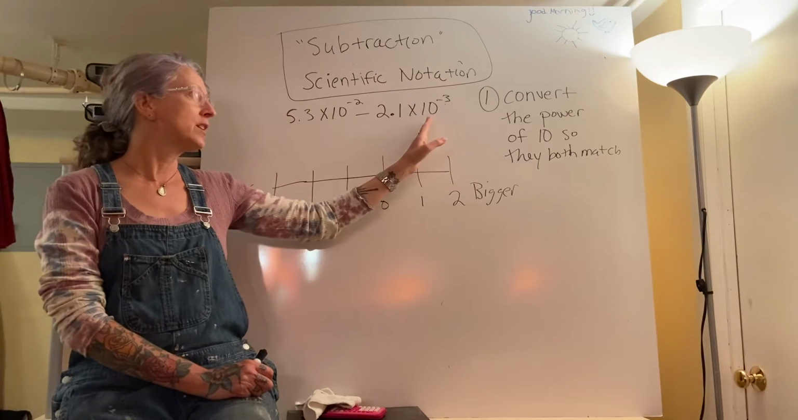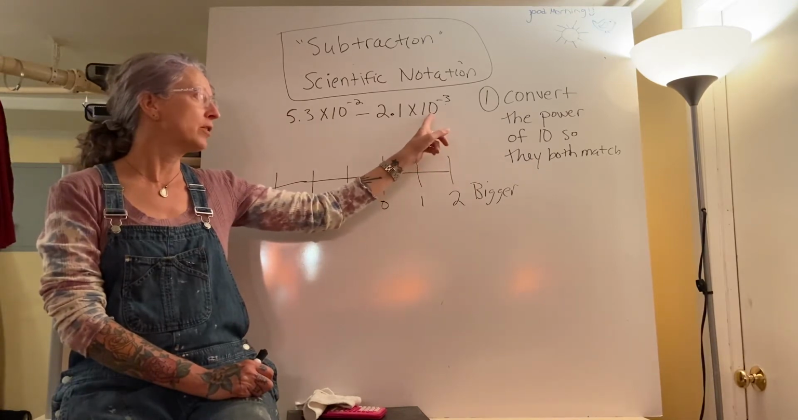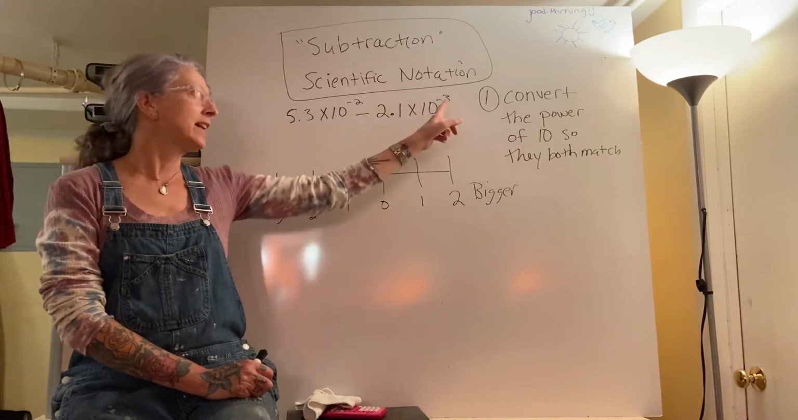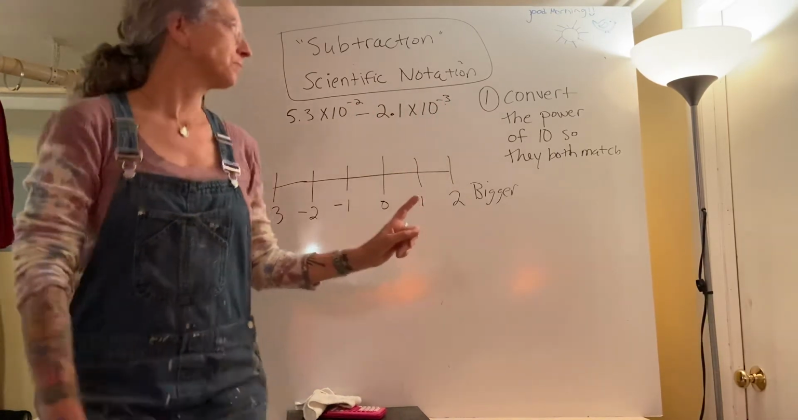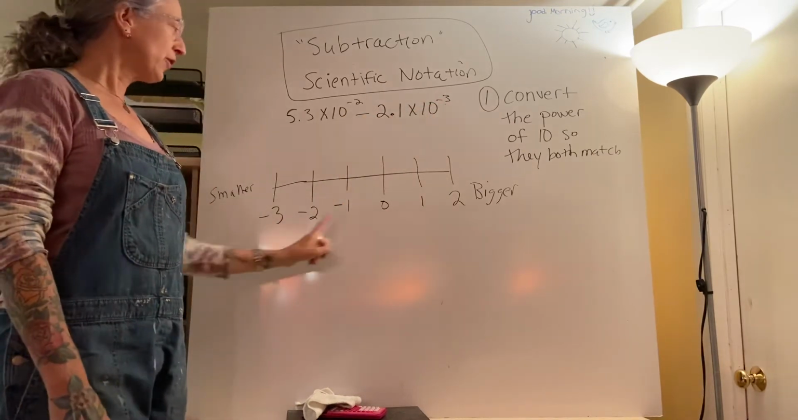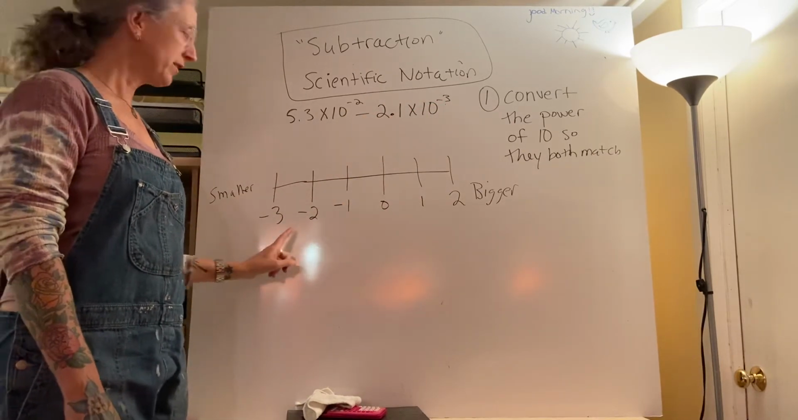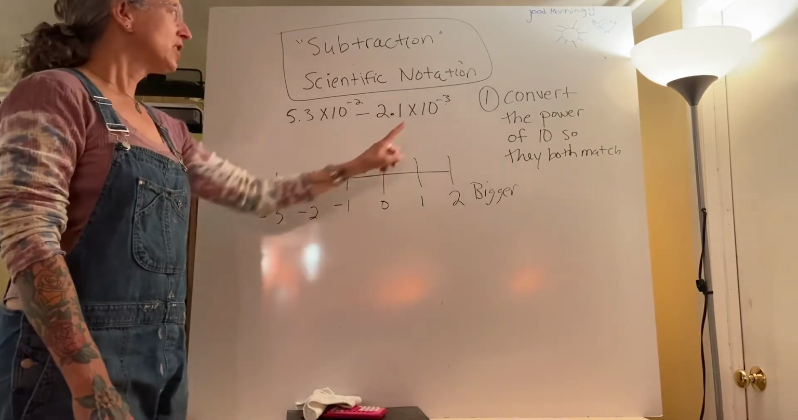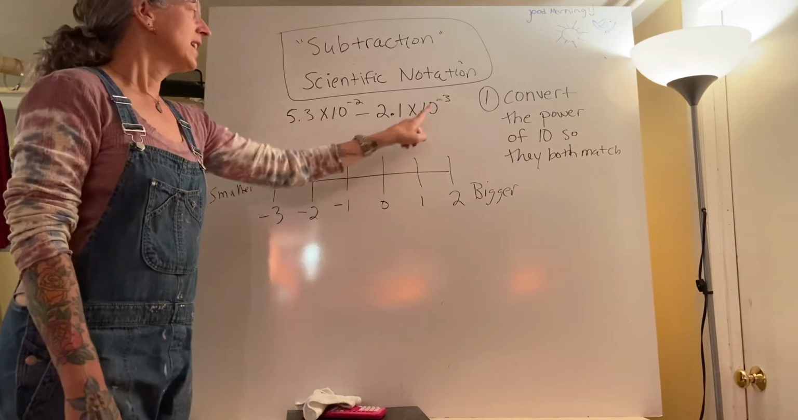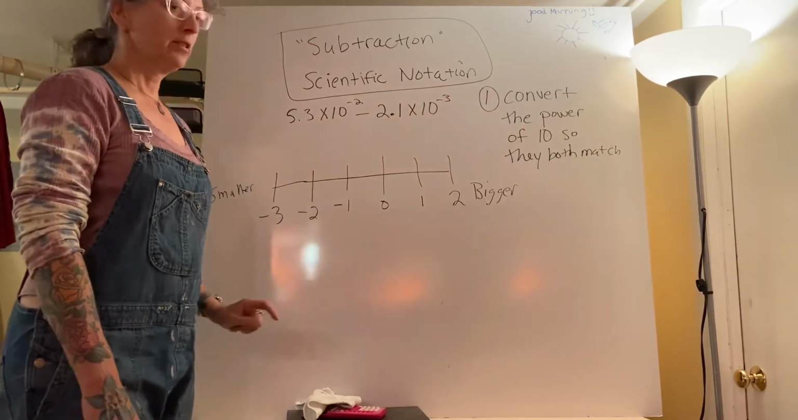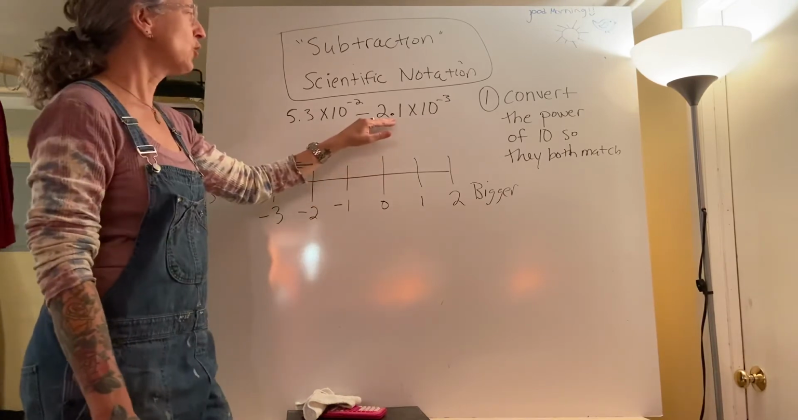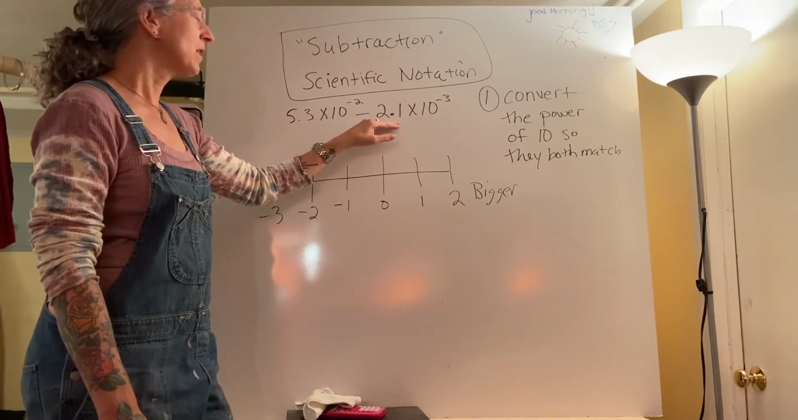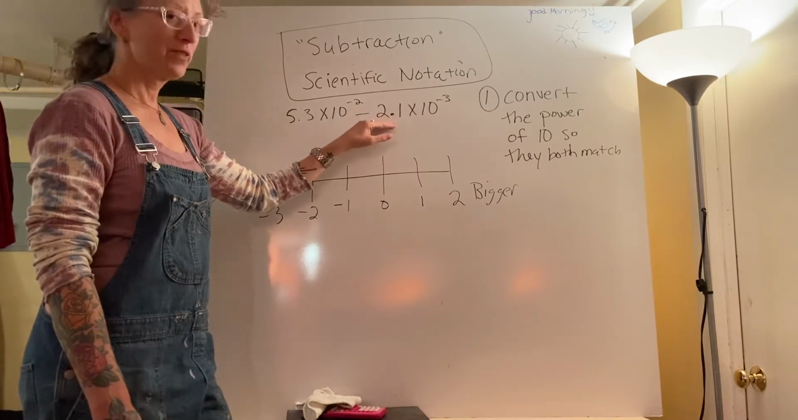So what we want to do is convert the smaller number's power of 10 to the bigger power of 10. And right now, if you remember on your number line, -3 is further from 0, so it's smaller than -2. -2 is closer to 0, so -2 is bigger. So we want to convert this so that it's a -2 power, okay? So we want to make 2.1 closer to 0. So we want to make this number smaller by a factor of 10.